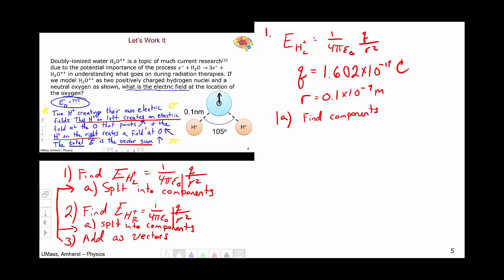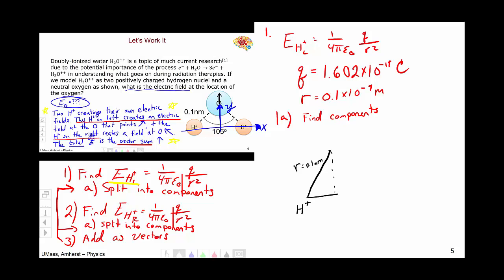The instant I start talking about components, I need a coordinate system. So let's go ahead and make one. Rather traditional one, with X pointing to the left and Y pointing upwards. Notice we are only focusing on this one atom, the hydrogen on the left. So I might even draw my picture in such a way to just focus on that. So I'm just going to have my hydrogen here. There's my R, like that.